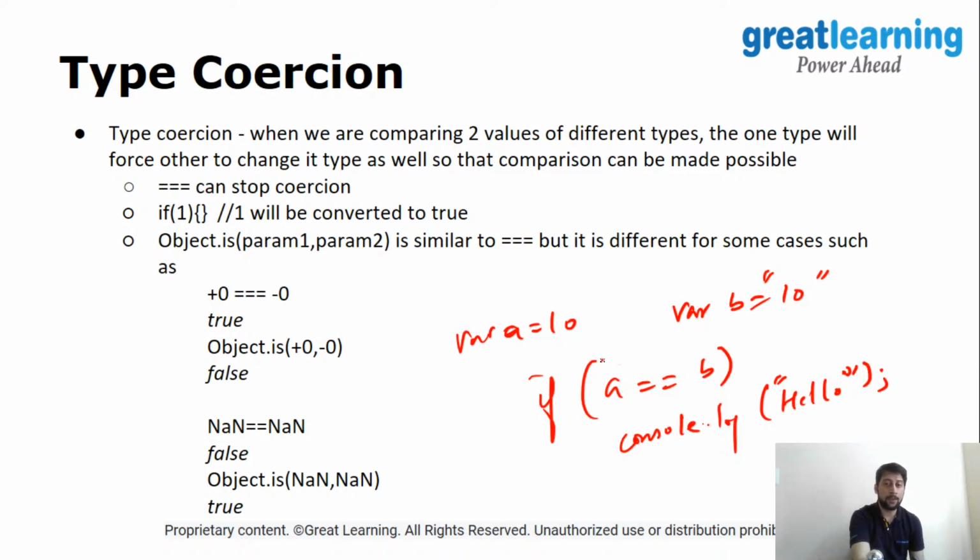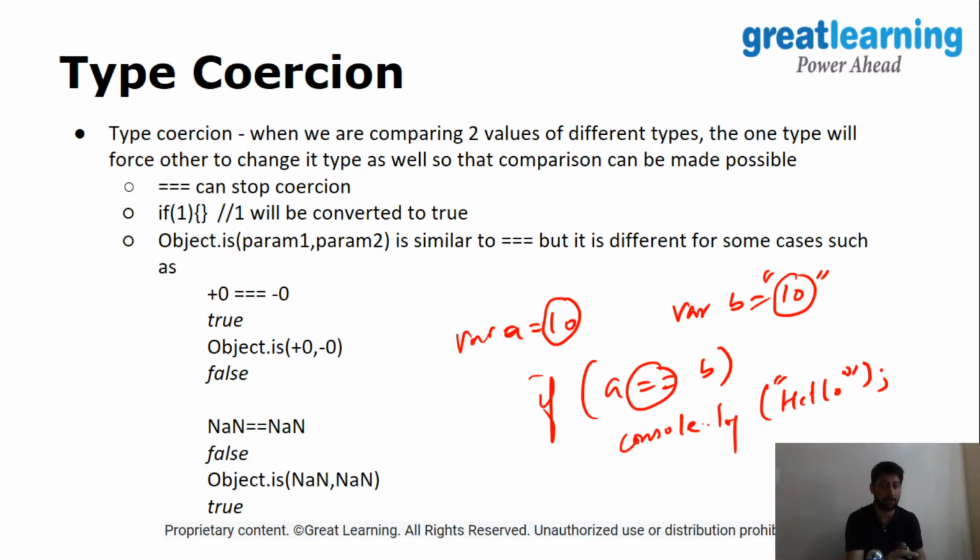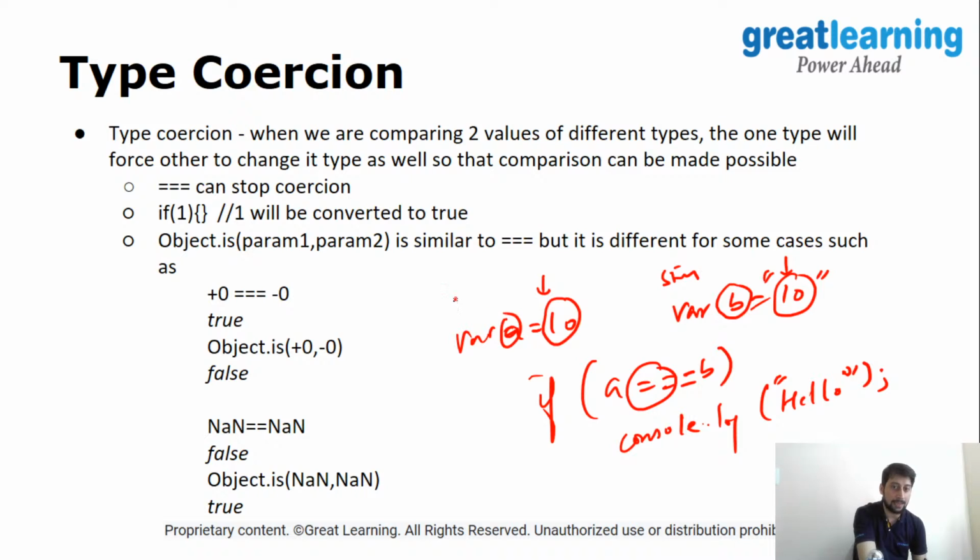Why? Because when we use the double equal to sign, only the content is checked, and the content of both A and B is the same. But when we use triple equal to, the content is checked and the data type is also checked. The data type of B is string and the data type of A is a number. So at that time nothing will be printed, hello will not be printed. This is how you stop type coercion.